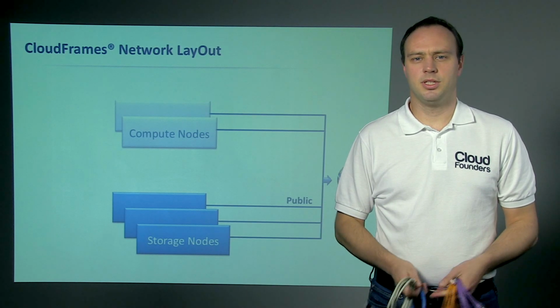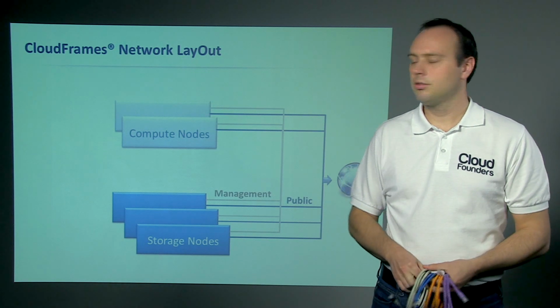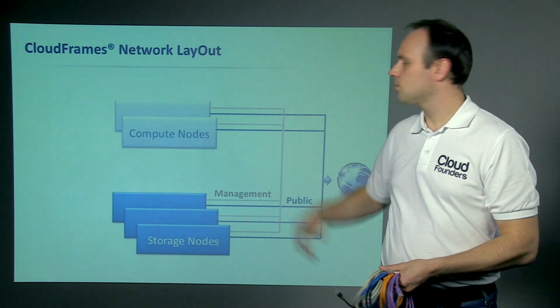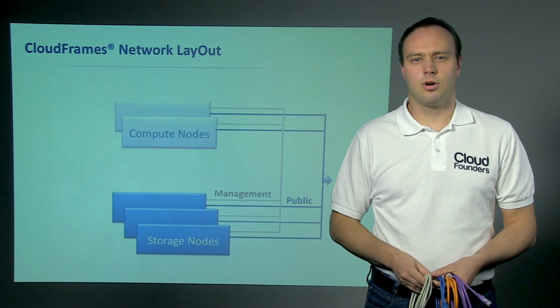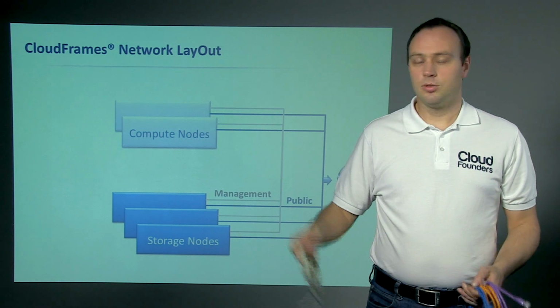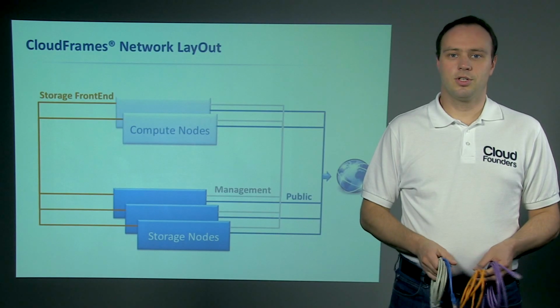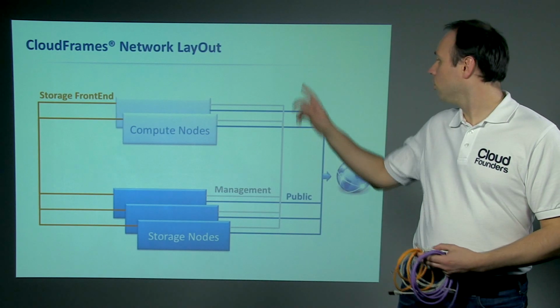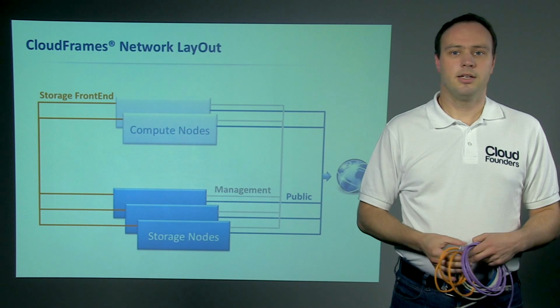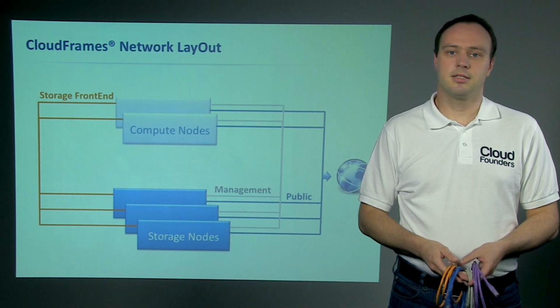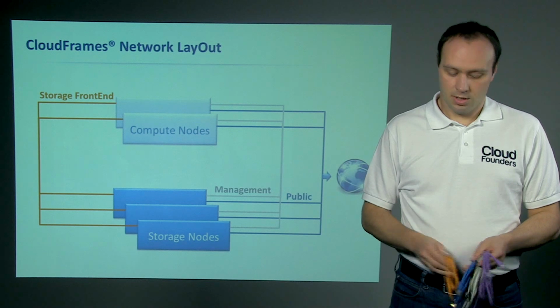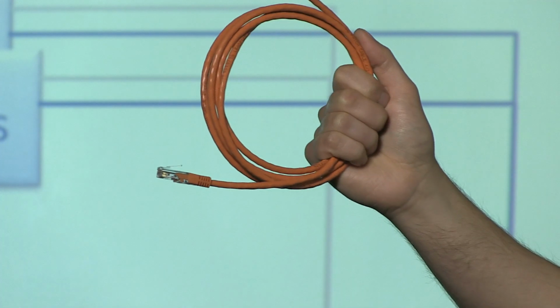Next, we have the management network. The management network interconnects the compute nodes and the storage nodes and is used to do the actual management of the environment. We will be using a gray network cable for this network. Third network is the storage front-end network and combines all the compute nodes and the storage nodes and is used by the virtual machines to get access to their data on the storage nodes. Orange is the color for this network.